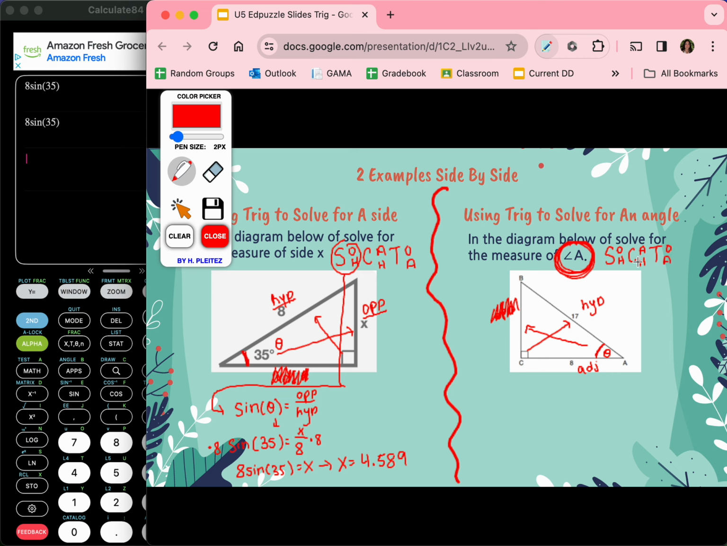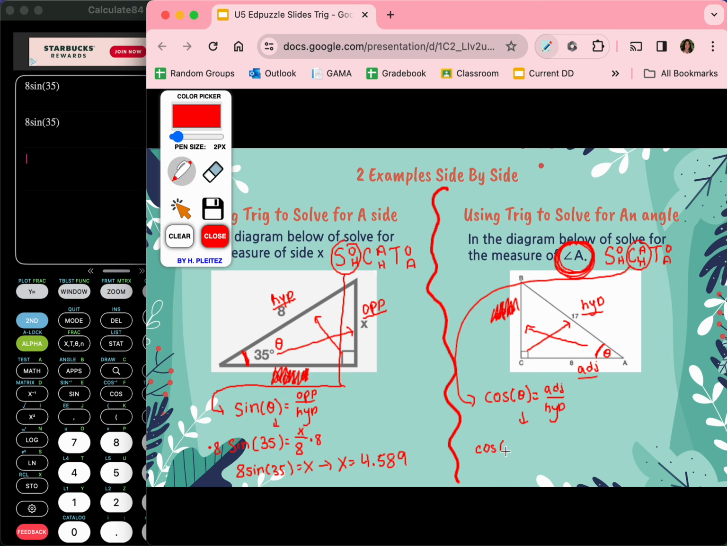Okay, so the trig function we need uses adjacent and hypotenuse, so that is going to be cosine. Now down here, we'll just write the general formula: cosine of theta equals adjacent over hypotenuse. And then under right here, we will substitute our values in.